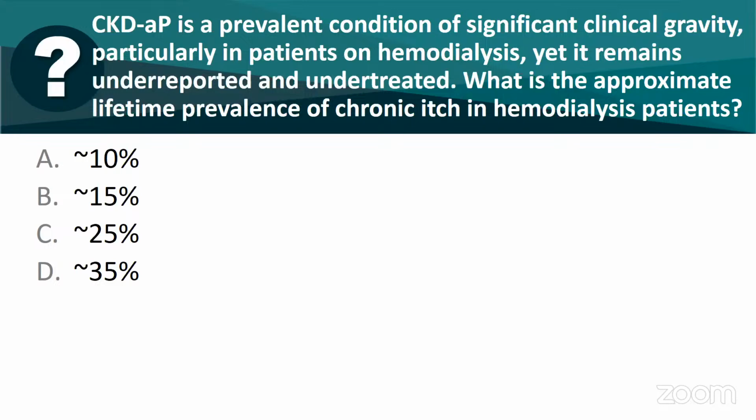I'm just going to give it a little bit more time. I've got about 36% of people who. Okay, so an overwhelming response is 35%, which is correct. D is the correct answer. So the rationale for this is, for patients with CKD who are currently on hemodialysis, the prevalence of chronic itch at any given time in their life is about 25%. The 12-month prevalence is 27.2%, but the cumulative lifetime prevalence is 35%.